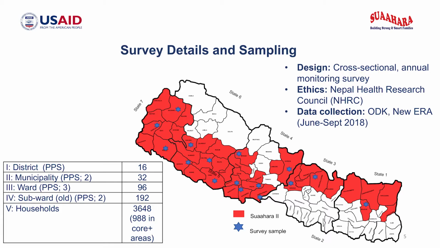That is a very fast way to summarize an extremely complex program, but I'll jump forward to the survey that we are doing, and I can answer programmatic questions if there are any during the Q&A. We conduct a cross-sectional monitoring survey each year. We have taken all of the districts within which we work and randomly sampled districts, municipalities, wards, and households. We have a sample of around 3,650 households each year, which includes a household head and a mother with a child 0 to 5 years of age.